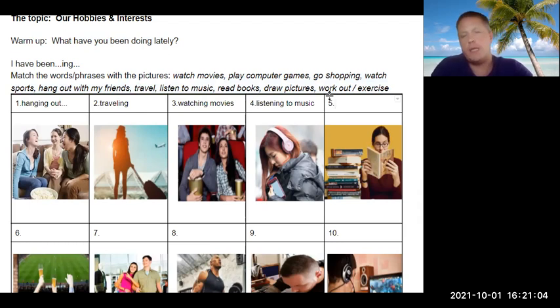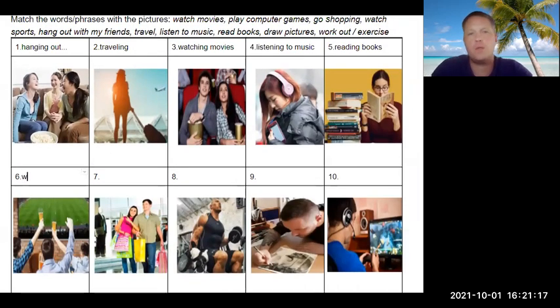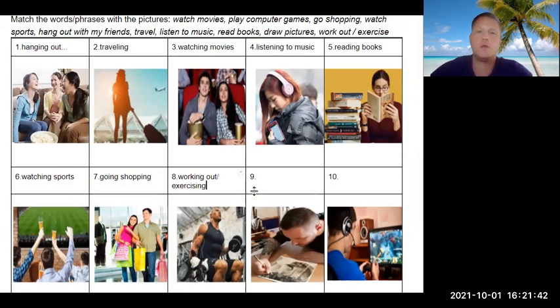Number 5, what have you been doing lately? I've been reading a lot of books. Number 6, what have you been doing lately? Watching a lot of sports. Number 7, what have you been doing lately? Going shopping a lot. Number 8, what have you been doing lately? I've been working out. I've been exercising. Number 9, what have you been doing lately? I've been drawing a lot of pictures. And number 10, what have you been doing lately? I've been playing a lot of computer games. All right, good.